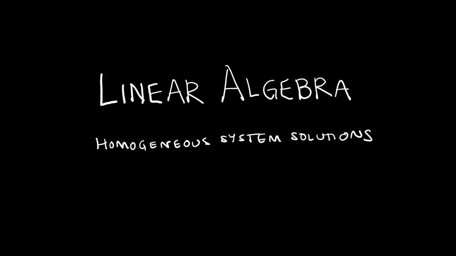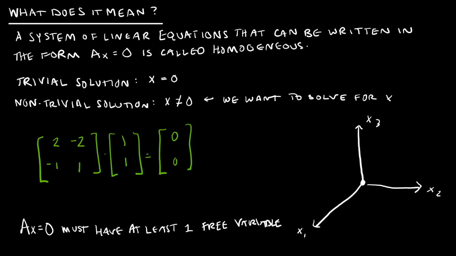In this video, we want to take a look at homogeneous system solutions, or solutions to homogeneous systems. So what does it mean to have a homogeneous system? It means I have a linear equation that I can write in the form Ax = 0. That is how I know it's called homogeneous. Now, it makes sense that every homogeneous system would have a trivial solution of x = 0.